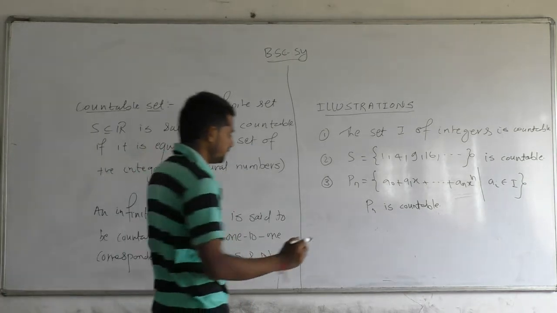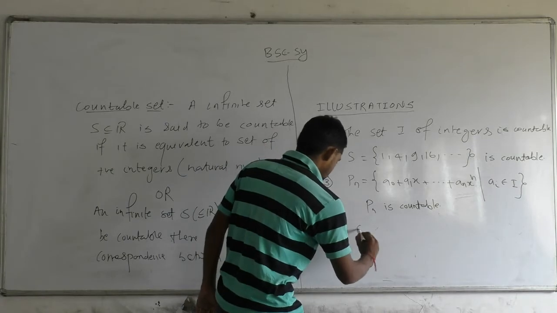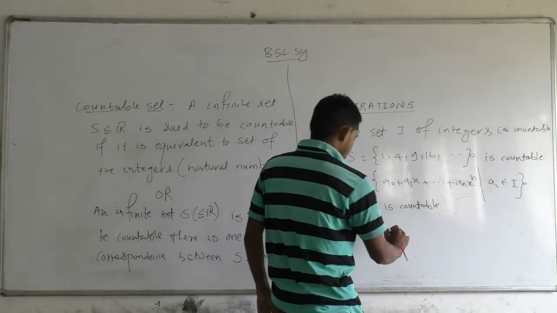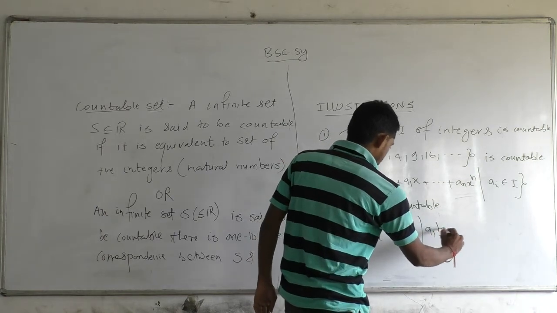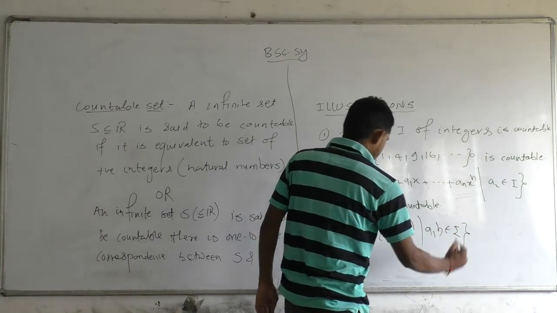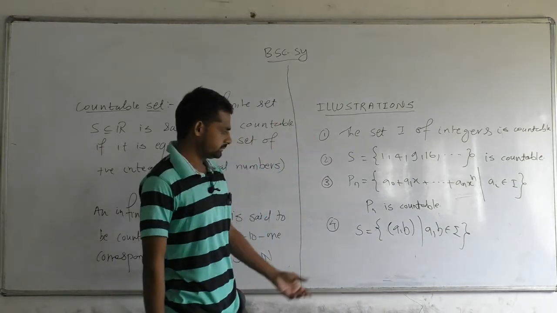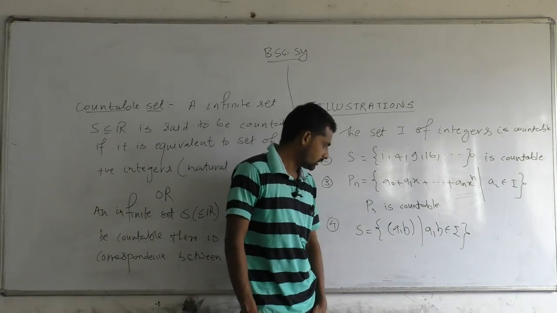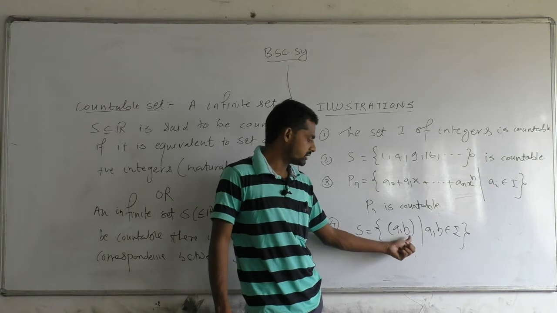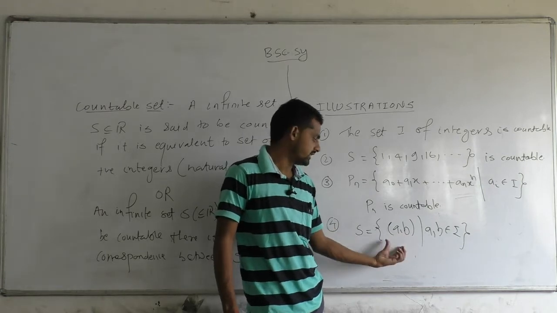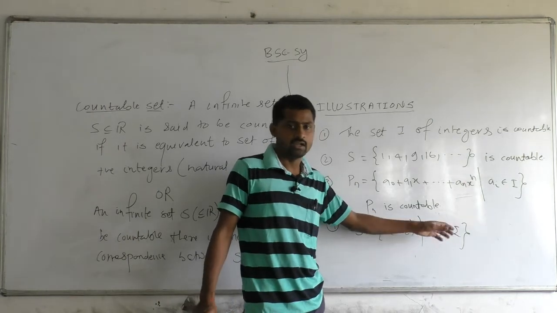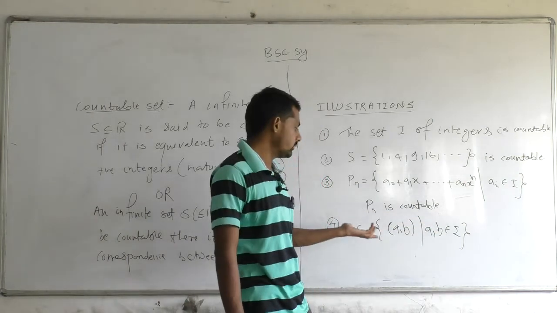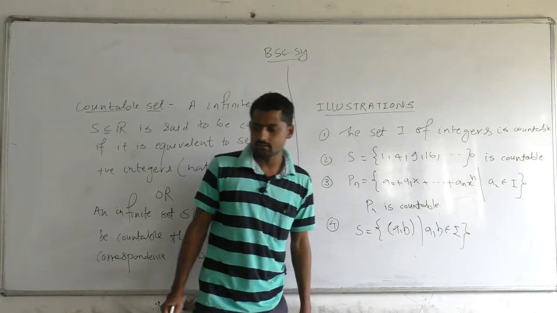Now the set S of pairs a comma b such that a comma b belongs to the set of integers. For a we have countable choices, for b we have countable choices. Hence this set is countable, because a comma b belongs to the set of integers, and we know that the set of integers is countable.